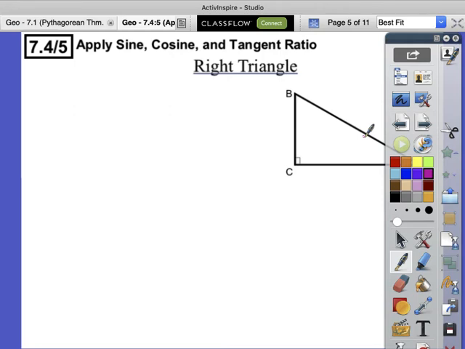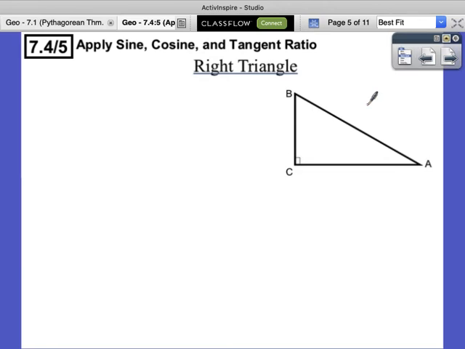Applying sine, cosine, and tangent ratios. These are ratios we're going to have. You guys remember we just did ratios last chapter, right? Ratio was a comparison of two numbers, and oftentimes we wrote it as a fraction. And if we put two ratios equal to each other, we had a proportion, okay?